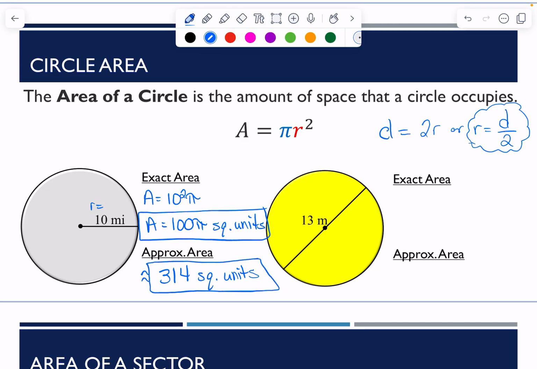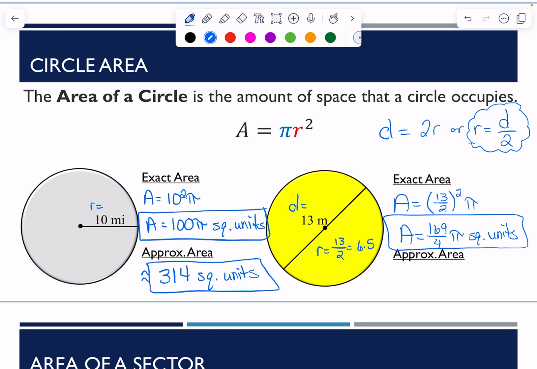Okay, let's come over here. The first thing I notice is I'm given the diameter. So the radius would be 13 halves or 6.5. I like to do it as 13 halves because to me it's easier to square. So when we do this, we've got area is equal to 13 halves squared pi. So the area is equal to 169/4 pi square units.